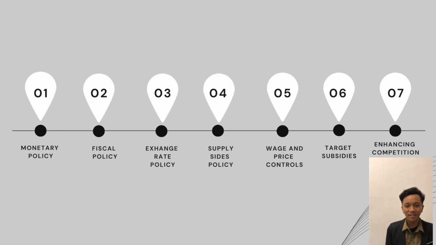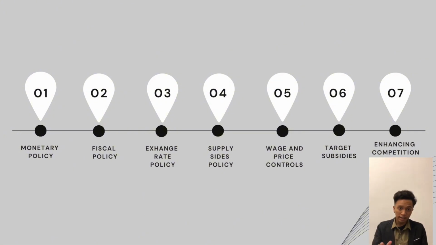So I will continue to question C, which is the effective solutions to curb inflation in Malaysia. I have 7 points to explain to Mr. Saiful. So the first one is monetary policy.